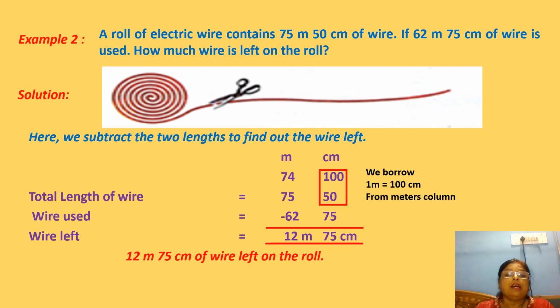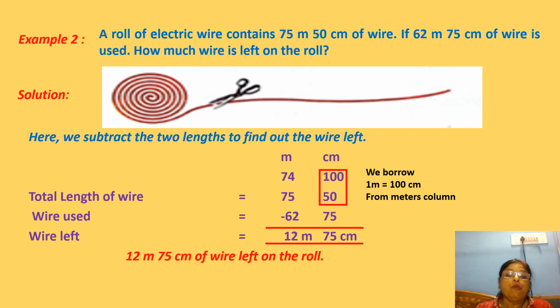We have to first find out the left wire by subtraction. From the method of subtraction, you can get the length of the left wire. So first you write the total length of the wire is 75 meter 50 centimeter, and the length of the used wire is 62 meter 75 centimeter. So in this question, first in the centimeter column, you can see that 50 is smaller than 75. We can't subtract 75 from 50. So we have to borrow from the meter.